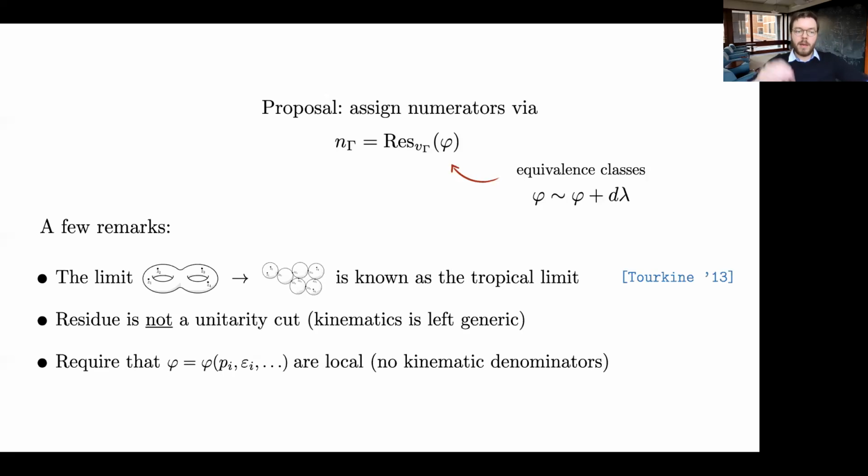numerators. And here's a few remarks. First of all, this limit in which the surface becomes fully degenerated is also known as the tropical limit, which gives you some way of describing coordinates close to these degenerations. Second of all, let me emphasize that the residue here is not a unitarity cut, and in particular, kinematics is fully left generic. And finally, I'm going to require that my differential form as a function of kinematics is local, and that means that it cannot have any kinematic poles, denominators.